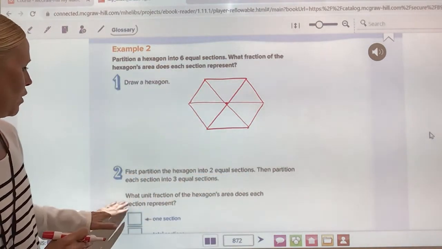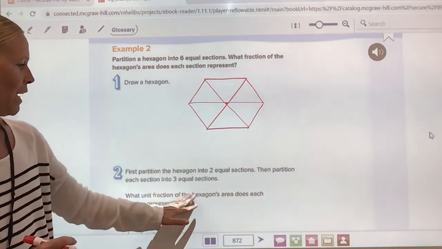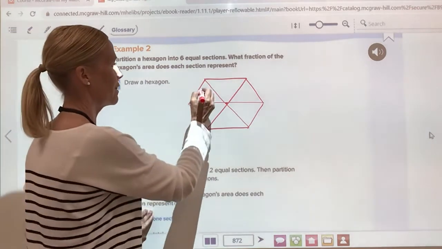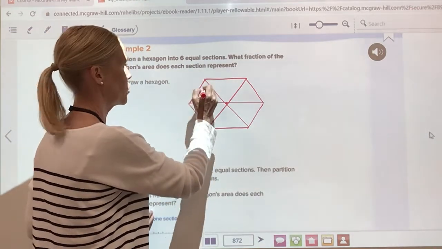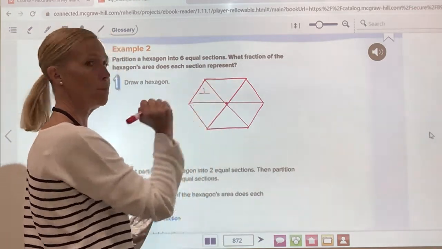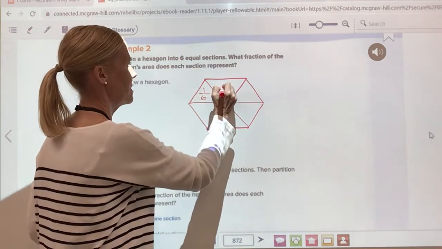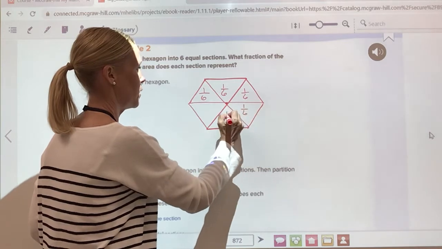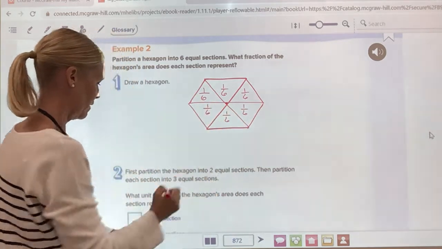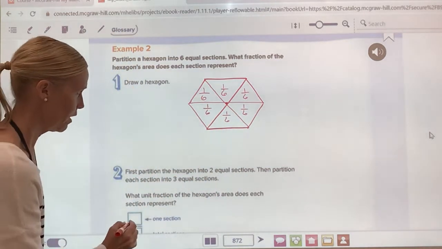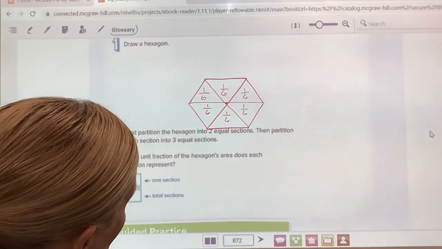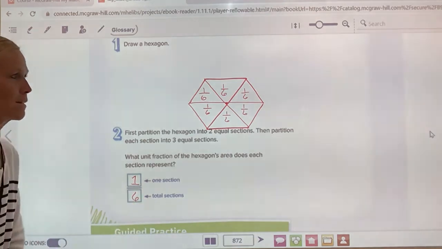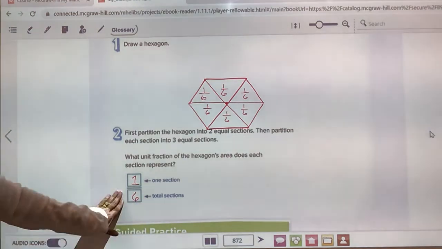We did that. What unit fraction of the hexagon's area does each section represent? We know that if it's a unit fraction, we have 1 on the top. How many total parts did we have? 6. So 1/6, 1/6, 1/6, 1/6, 1/6. So down here on the bottom, it's kind of off a little bit. 1/6 would be your final answer there.